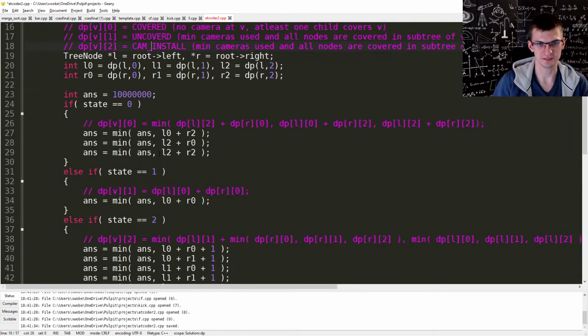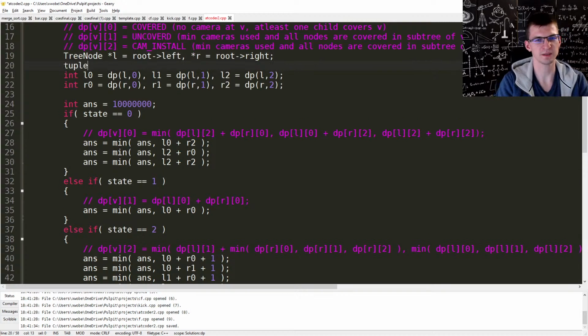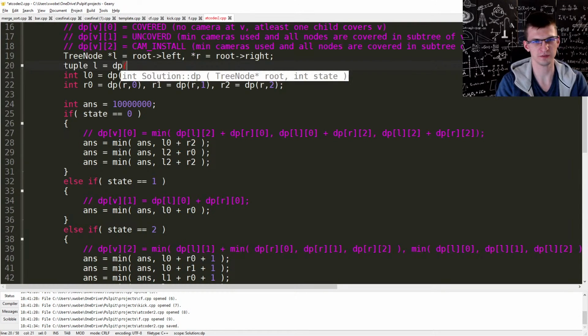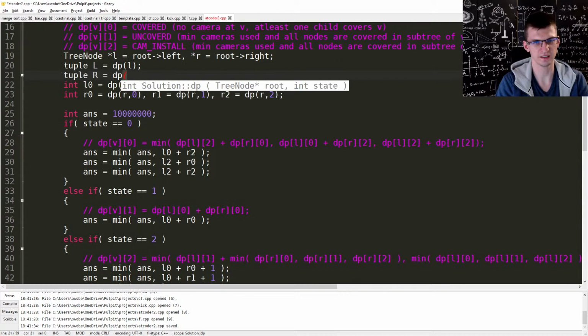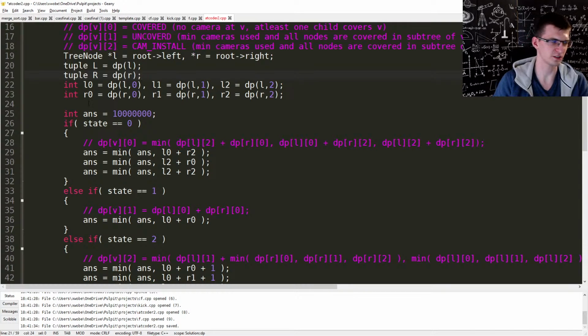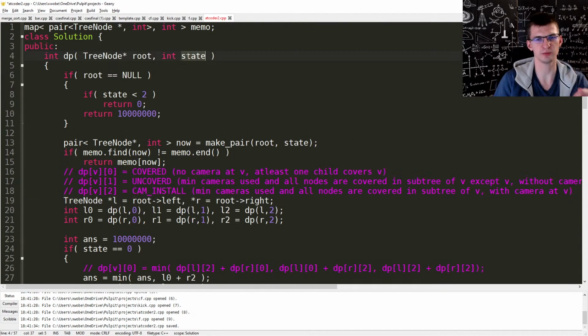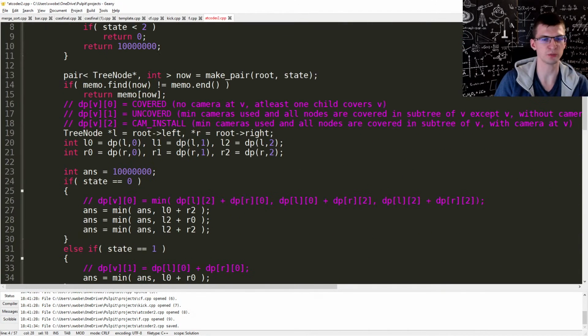And what happens there? This person, anyway, runs dp for the left child and right child and grabs all 3 possible states. So it would be just easier to say that some kind of tuple, or could be a vector of size 3, L would be dp of the left child. If you did this instead, you wouldn't have memoization. Your code would be easier. This was a mistake, to put 0, 1, 2 as an argument here. Just make this return a triple.